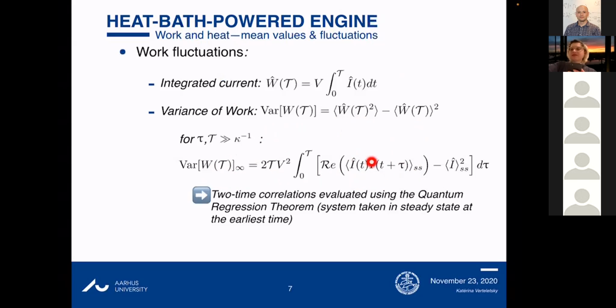And the way we calculate this is, we start in the steady state, and then by using the quantum regression theorem, we start in the steady state at time t, then we let the system evolve, and then we measure the current again at a later time.